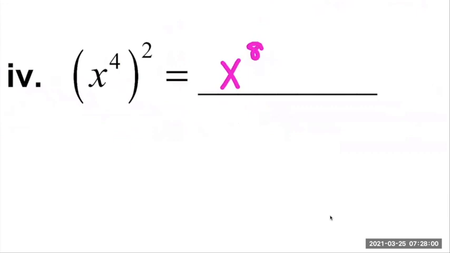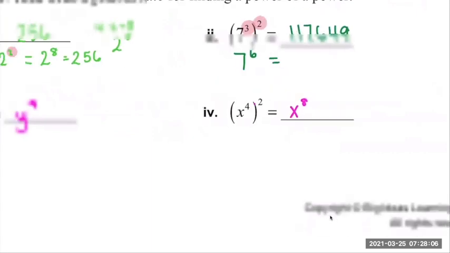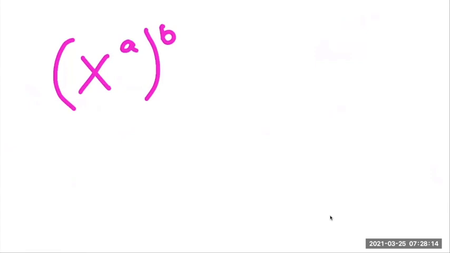You should have gotten x to the 8th power because 4 times 2 gives you 8. So our general rule on this one: if you have x to the power of a, all taken to the power of b, that's the same thing as x to the power of a times b.